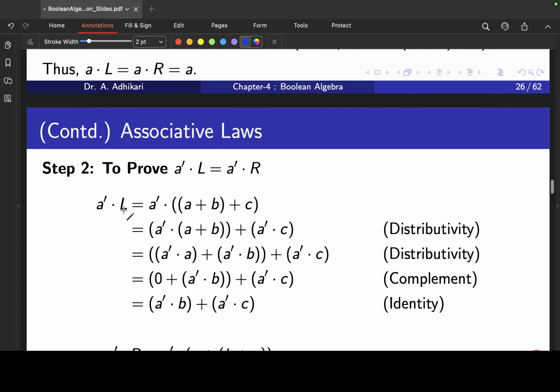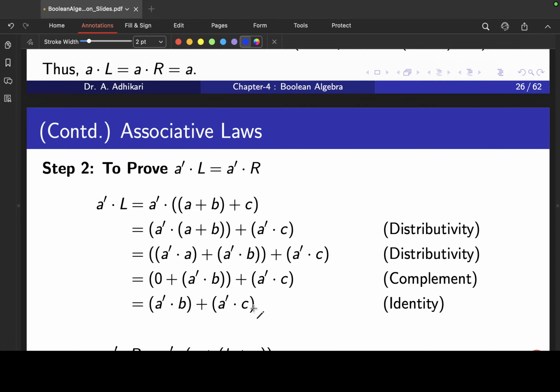So A' dot L is A' dot ((A plus B) plus C), which equals A' dot (A plus B) plus A' dot C by the distributive property. Again applying the distributive property, we get A' dot A plus A' dot B plus A' dot C. Here A' dot A equals 0 by the complement law, so 0 plus A' dot B gives (A' dot B) plus (A' dot C).